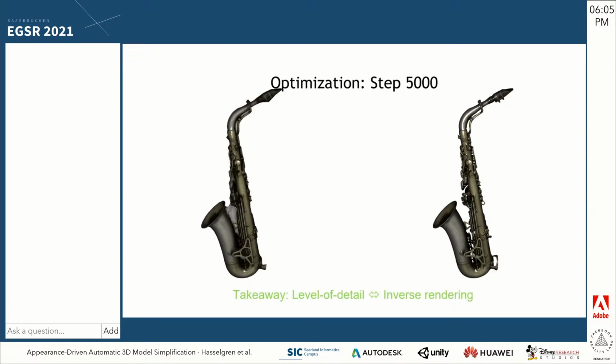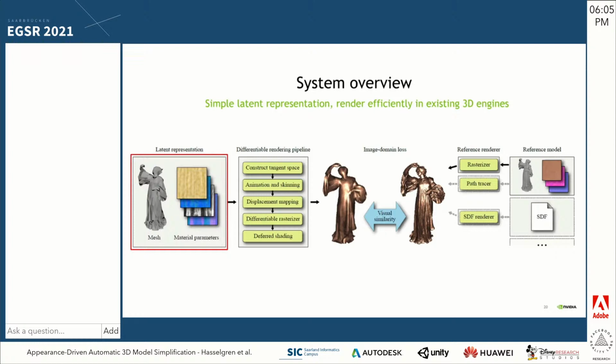Here is an overview of our system. We start here from the left with a quite simple latent representation. We just have a mesh and some textures containing the material parameters. And the materials are implemented using standard BSDFs, which are typically used in games as well. We chose this very deliberately so that we can take our output and directly import it in our real engine, for example.